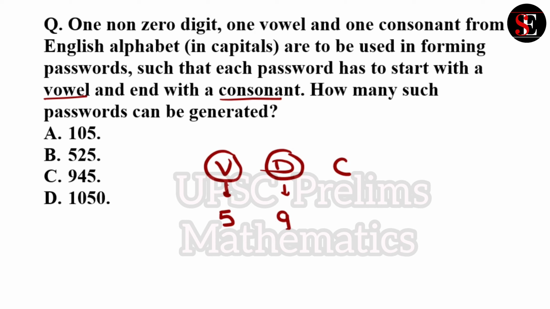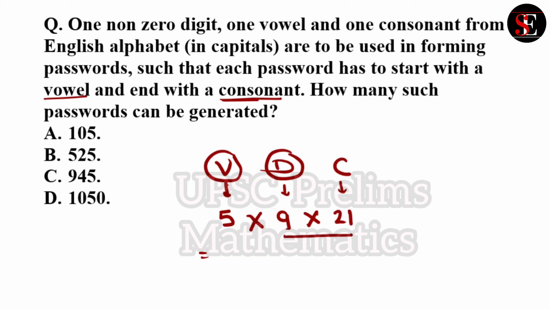And at the third place, you have to write a consonant. In the English alphabet, there are a total of 21 consonants. So you have 21 possibilities at the third place. The total number of passwords you may write is the product of all these possibilities. So multiply all these three numbers.